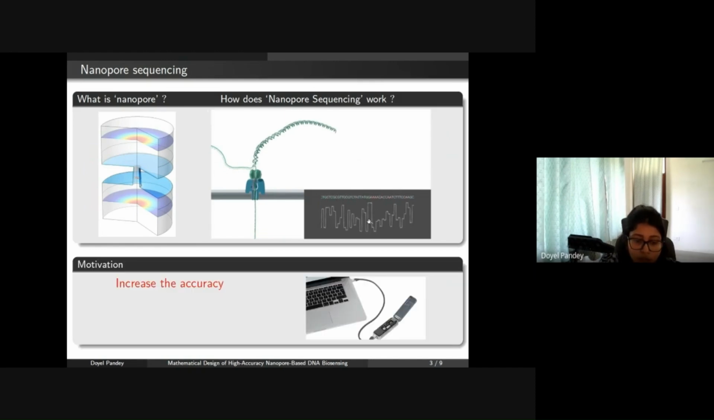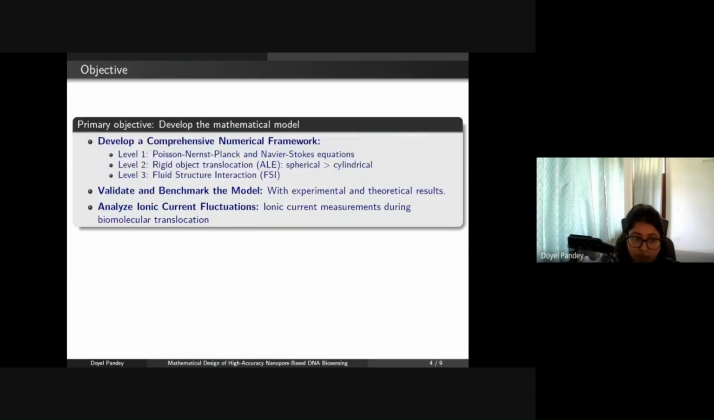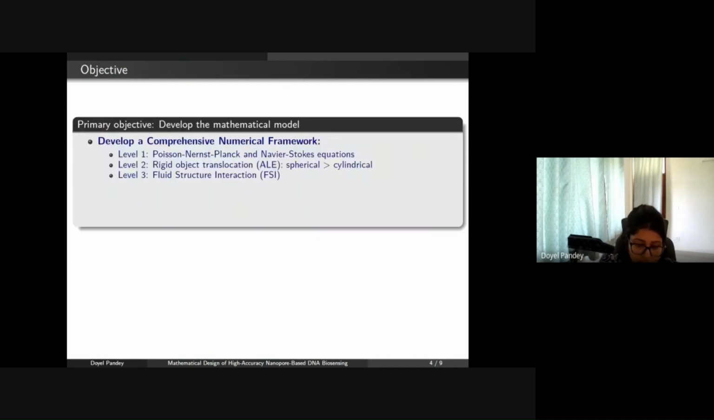So the motivation behind this project is to understand these processes qualitatively as well as quantitatively and develop a predictive mathematical model that can guide the design of more accurate nanopore sequencing devices. The primary objective here is to develop a comprehensive mathematical modeling framework for nanopore DNA sequencing. And to achieve this, the project has been divided into 3 levels.